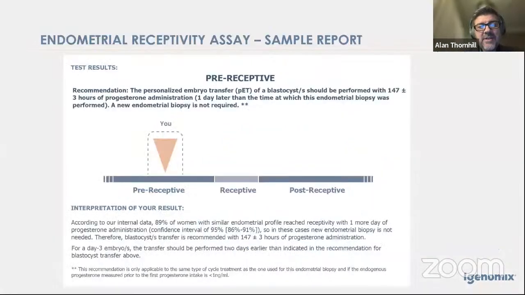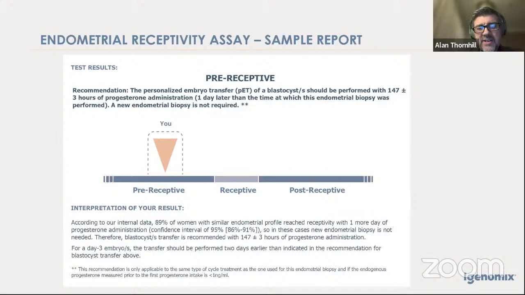Next slide, please. And so this is just an example of a sample report. If you haven't had one of these, it's nice and simple, actually. It's very clearly saying what status you have for your endometrium for when your biopsy was taken. And this one says pre-receptive. It says when we think you should do an embryo transfer, the timing. So not 120 hours in this case, it's saying because you're pre-receptive, you need to do it at 147 hours, which, as you can probably work out, is just over a day more progesterone.